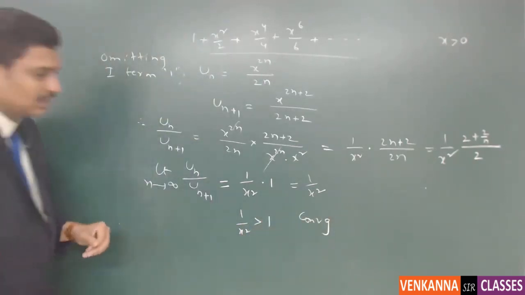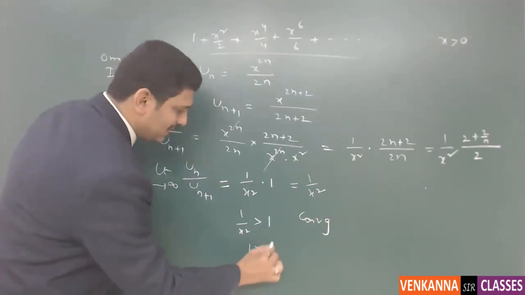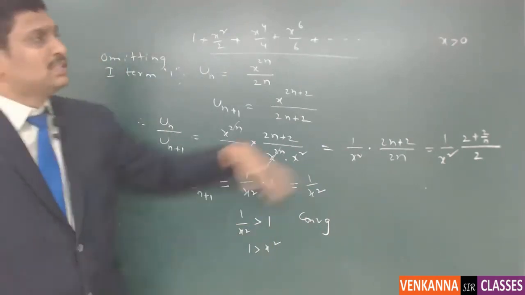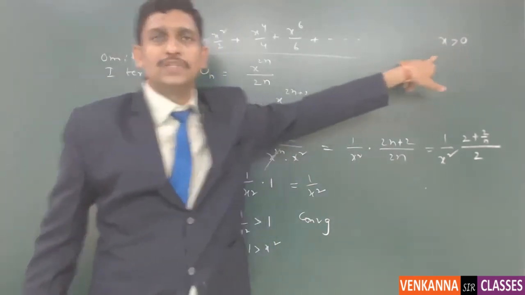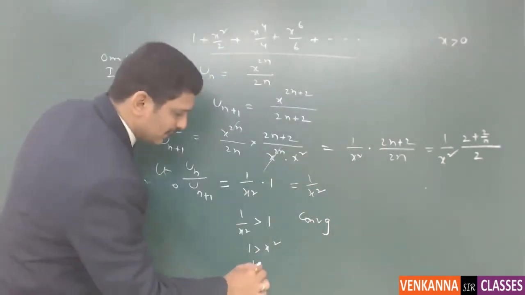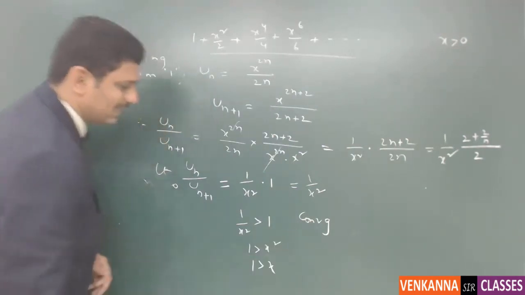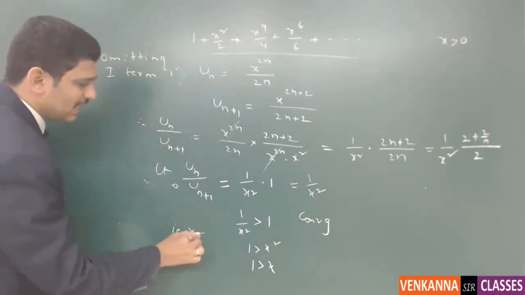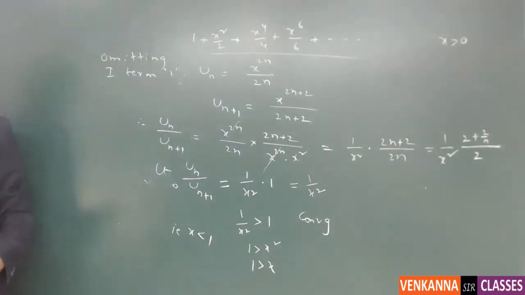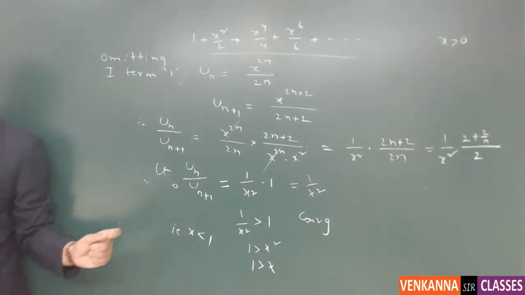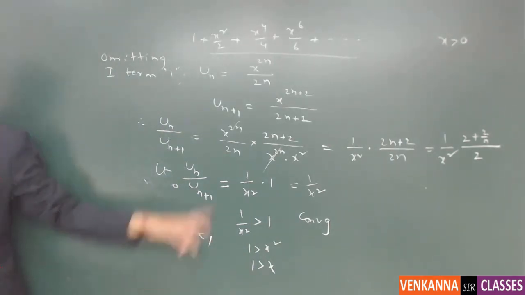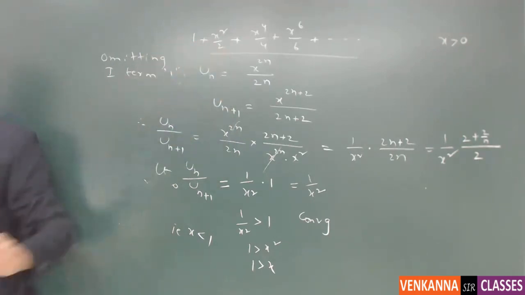So what does it mean? 1 must be greater than x square. Since you are taking all the positive values of x, by taking a square root on both sides, we say that 1 is greater than x, nothing but x less than 1. So we specify that as and when x is less than 1, the given series is convergent. Okay?